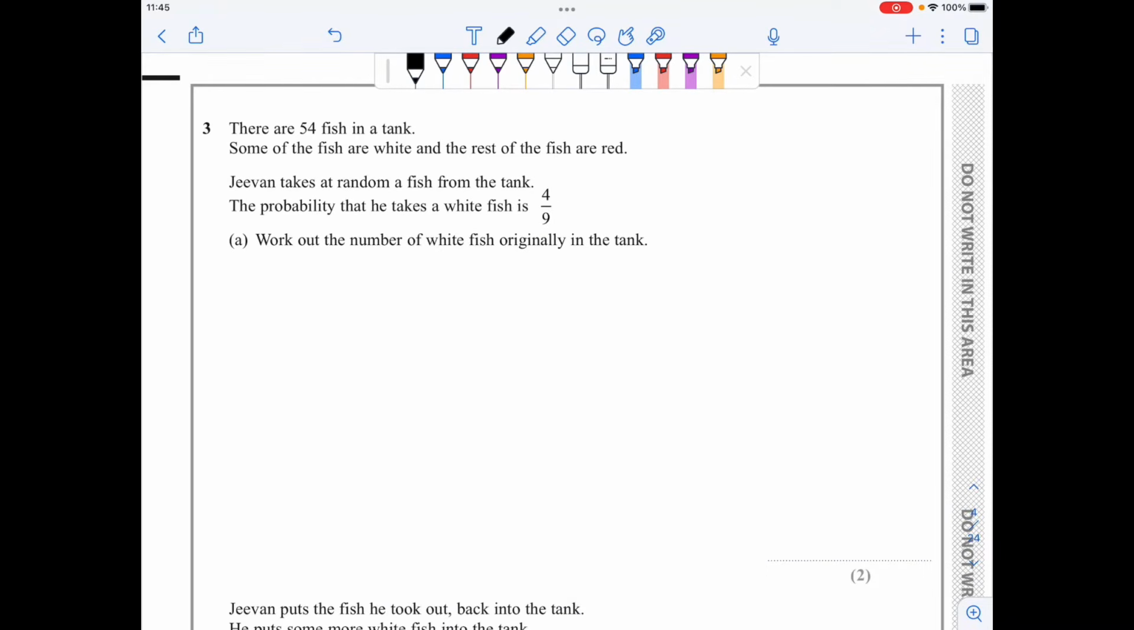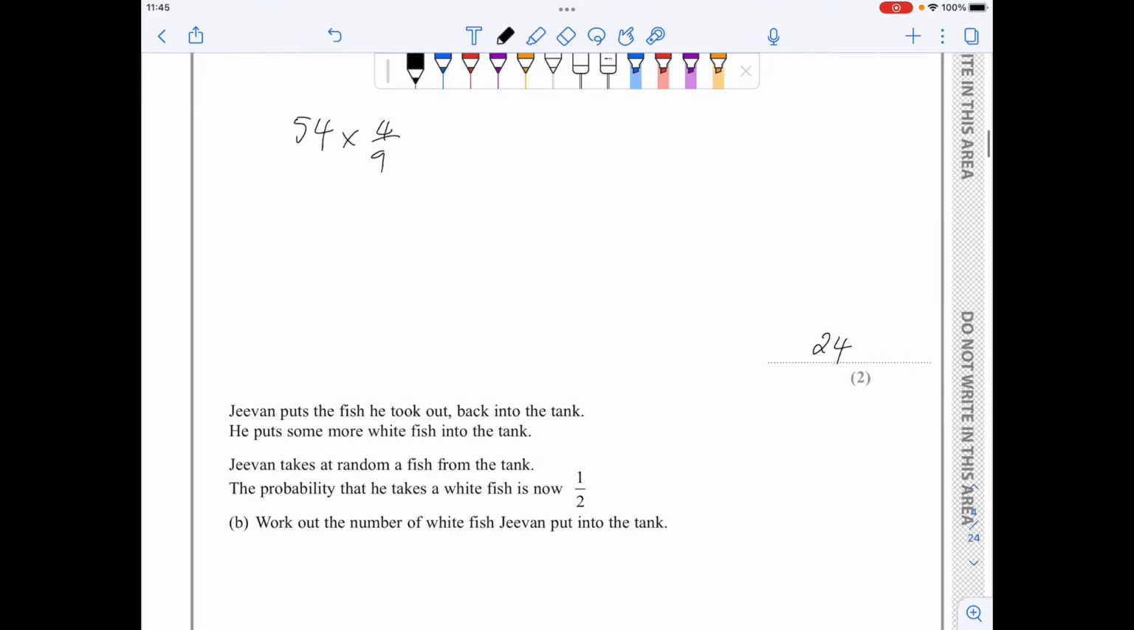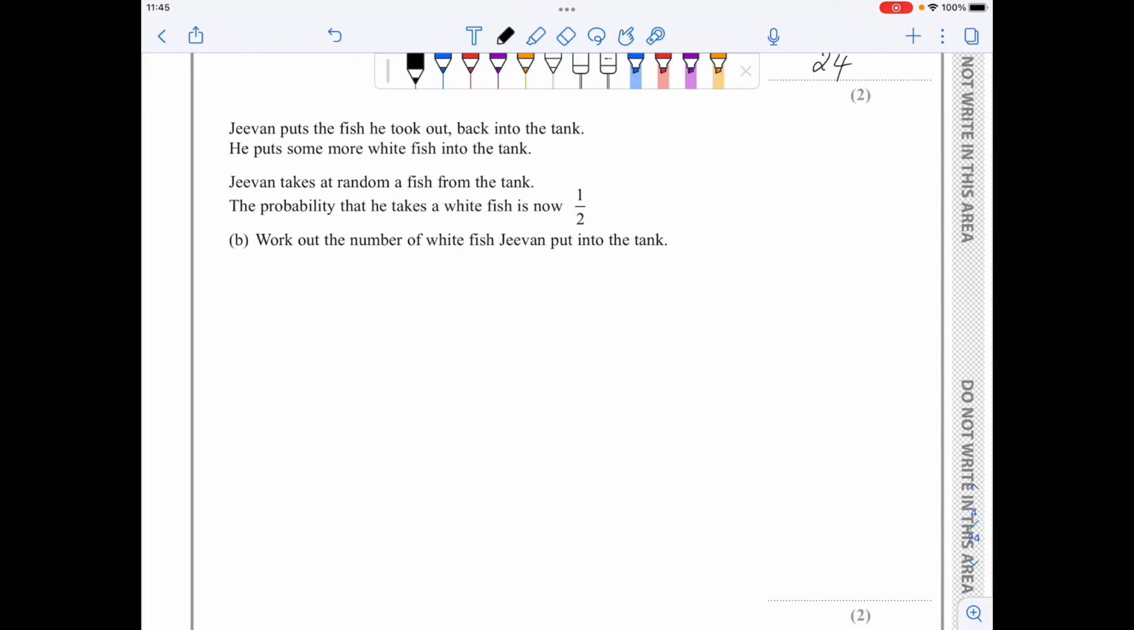For part A of question 3, just multiply 54 by 4 over 9. This will give you 24. For part B, we have increased the number of white fish by x. So we have 24 plus x white fish, and the total also increased by x. So we've got 54 plus x in total. So this as a probability is equal to 1 over 2 according to the question.